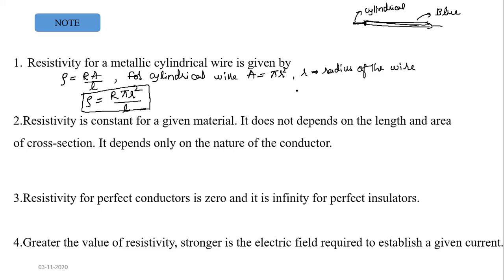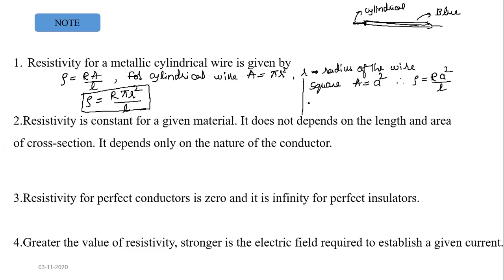In the CET concepts, they may say the wire is kept in a square shape. When it is square, what should the area be? For a square, A is equal to a square. Therefore you can write rho is equal to R into a square divided by L.